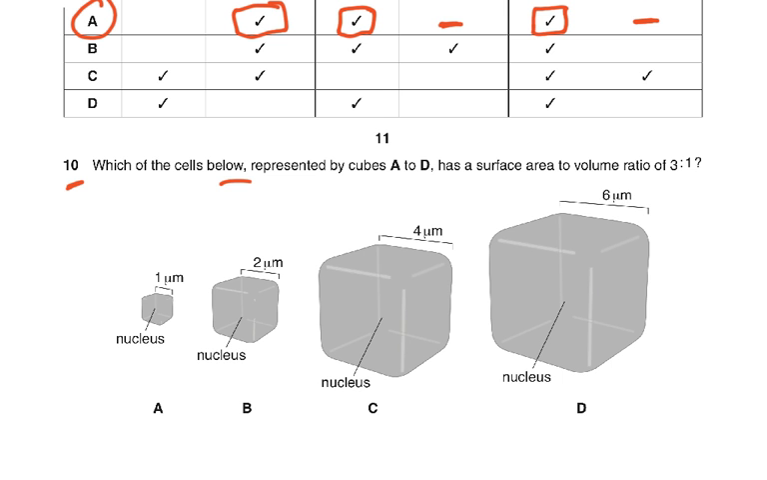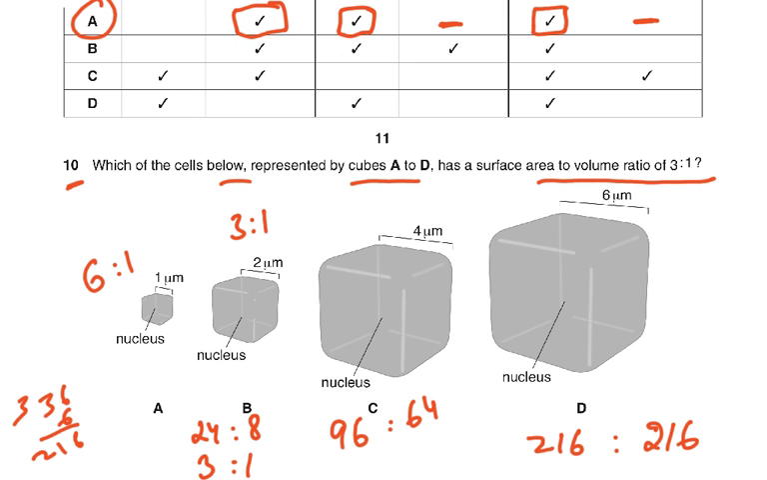Which of the cells below represented by cubes A to D has a surface area to volume ratio of 3:1? So the answer is B, 3:1. Now I've done all the calculations. Maybe one or two of the calculations might not be correct, but the little that I could do, I have figured that out. I'm not such a maths whiz guy, so please forgive me if there's a mistake in it.